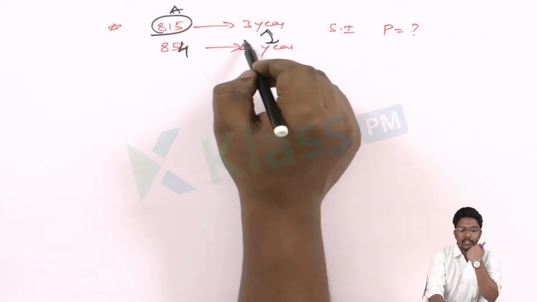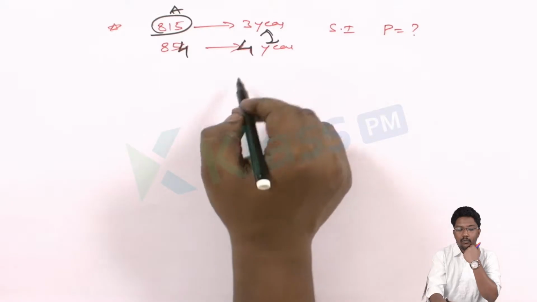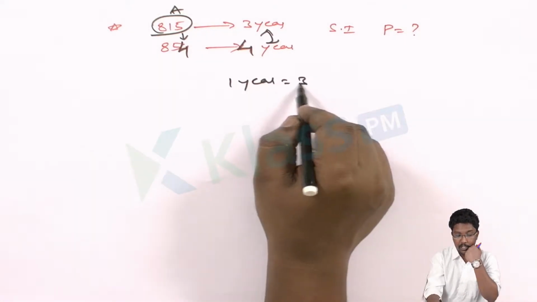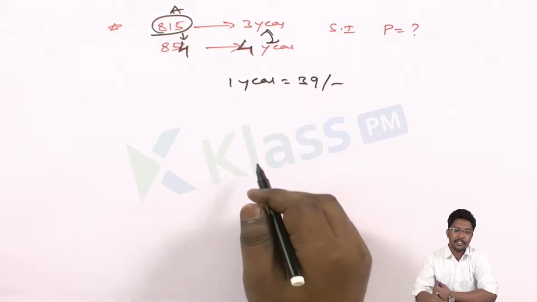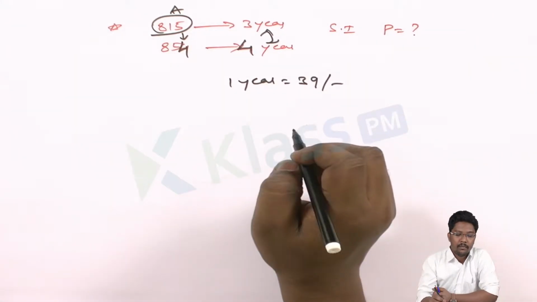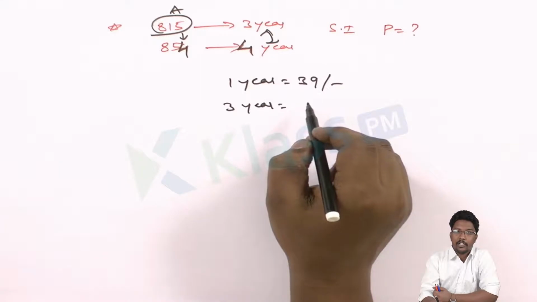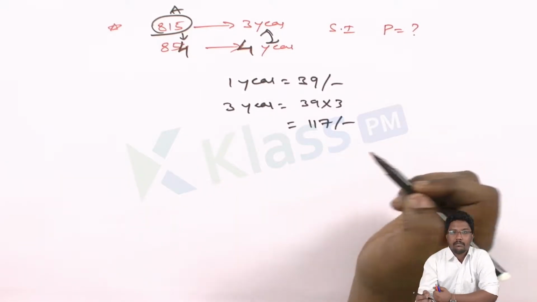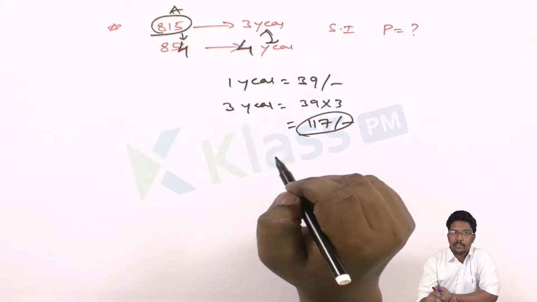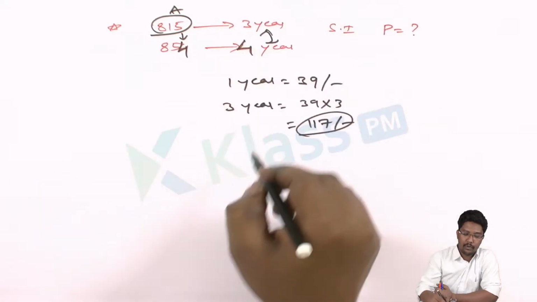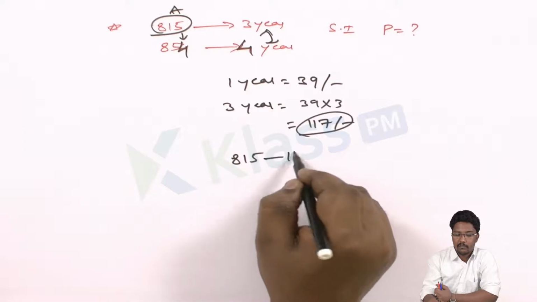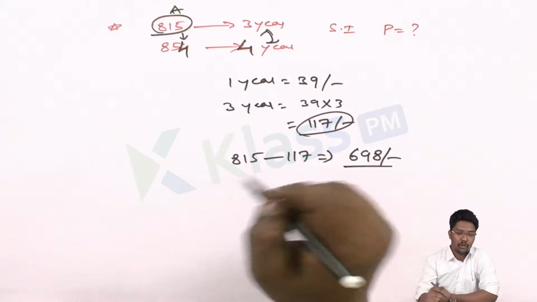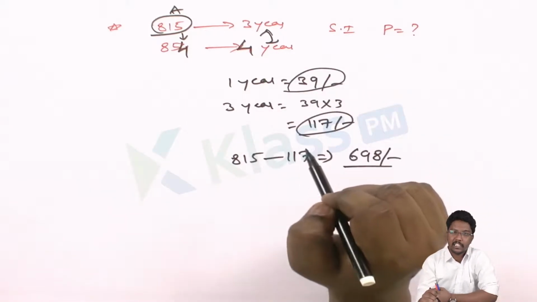Simple. What is the difference between these two time periods? 1 year. So for 1 year, how much extra money am I paying? 39 rupees. 39 rupees I am paying for 1 year. Okay. For 3 years, how much am I paying? 39 into 3 means 117 rupees. For 3 years, I am paying 117 rupees. So, subtract this amount from the 815 rupees.